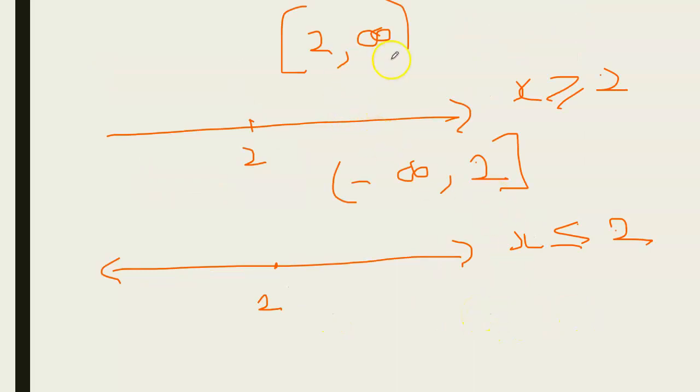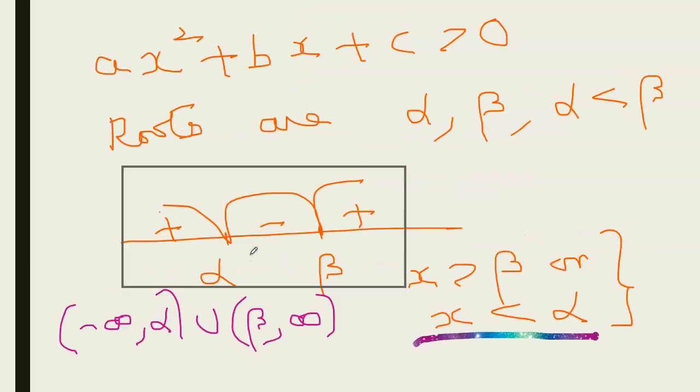If I say the closed interval 2 to infinity, it is the set of all elements x greater than or equal to 2, this part here, including 2. And closed interval minus infinity to 2 will be the set of all elements x less than or equal to 2, including 2 as well.